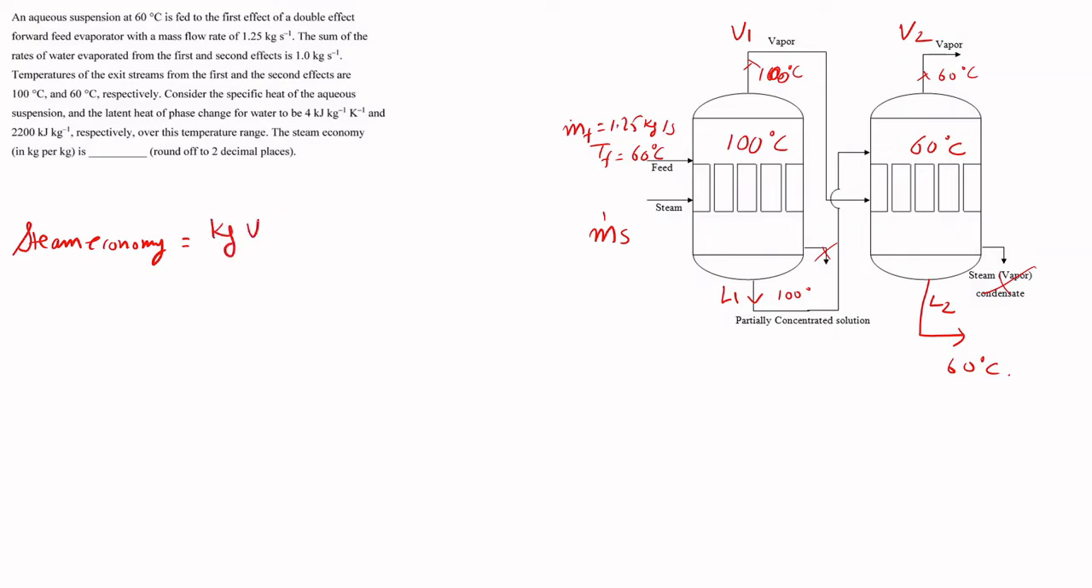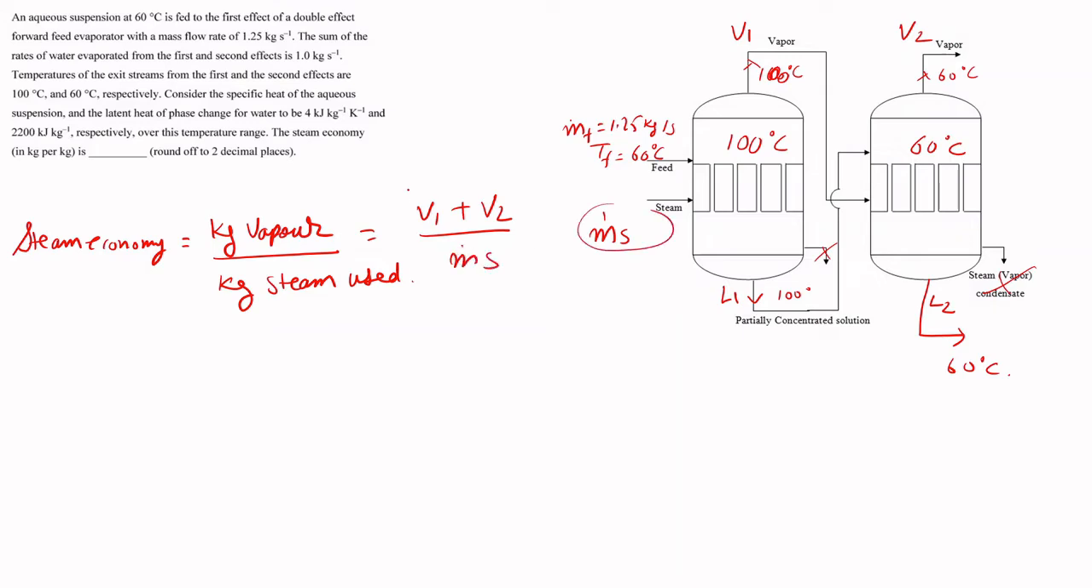So we can write it as kg vapor upon kg steam used. In this case the vapor generated will be V1 plus V2, and the steam we have considered as m dot s. So for the steam economy we have to find these three terms. For that we will write mass balance and energy balance across both of these evaporators individually and then equate them to find the desired values. Let's start with mass balance.